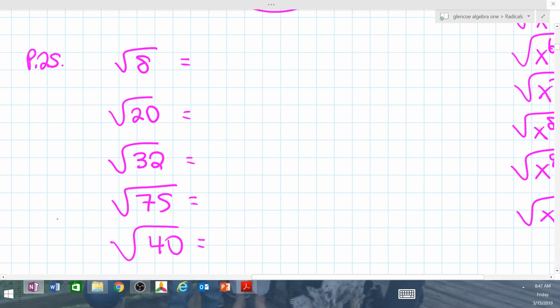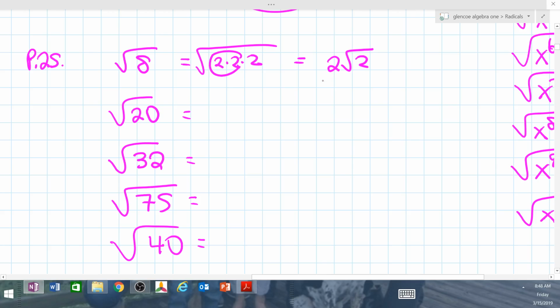Again, this is page 25 in your notes. And this whole packet here, up to the next page, is basically on just simplifying. Okay, so who can simplify radical 8 for me? Radical 8 would break down to 2 times 2 times 2, or what, guys?